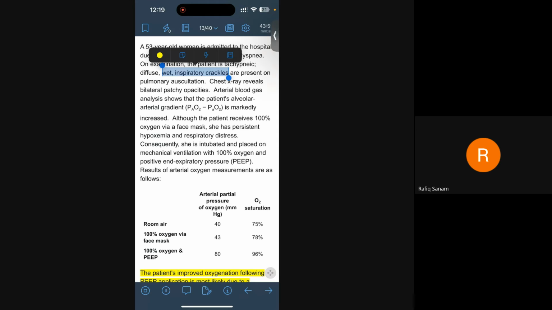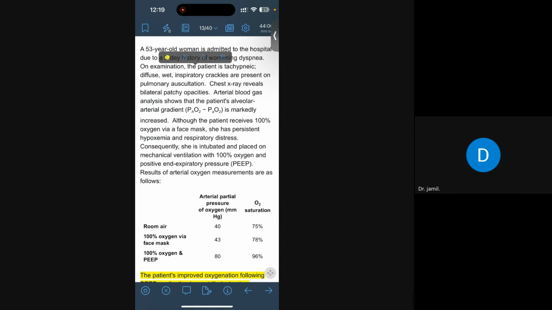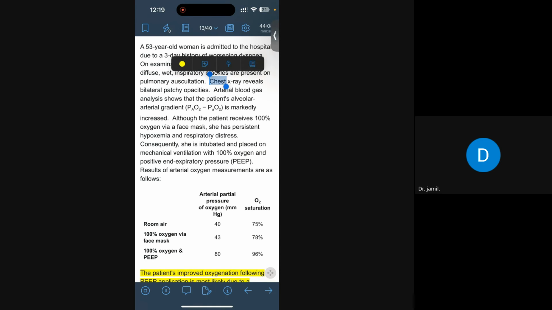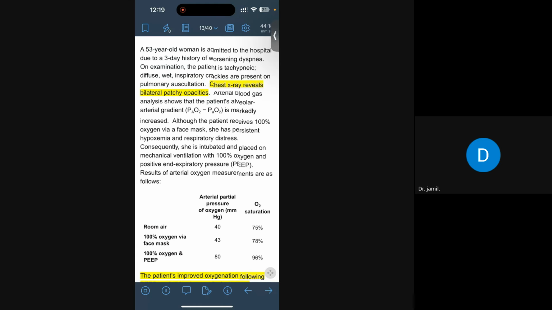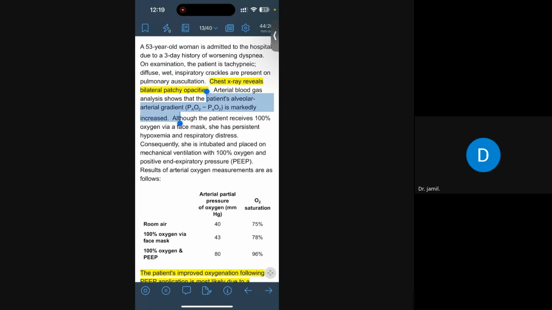Dry crackles are heard in which disease? Can you tell me in which disease we hear dry crackles? Fibrosis, a restrictive lung disease. Yes, in fibrosis you can hear dry crackles. Pulmonary fibrosis. Diffuse patchy infiltrates, and the AA gradient is markedly increased. These are wet pulmonary crackles.